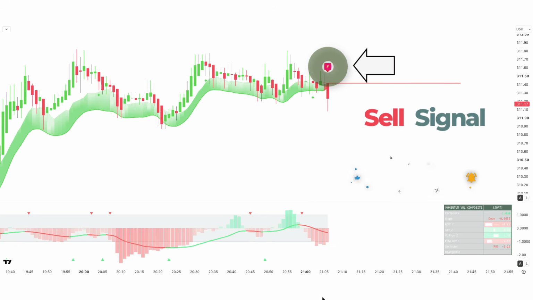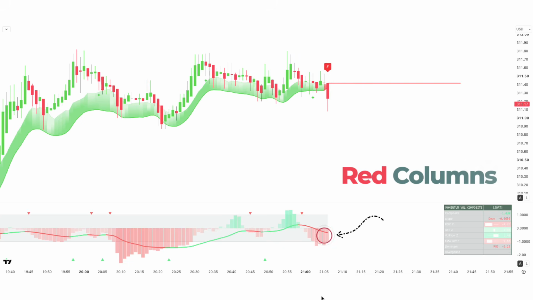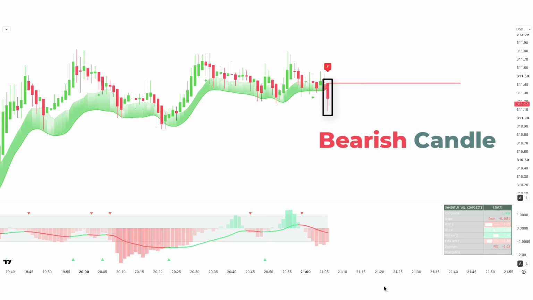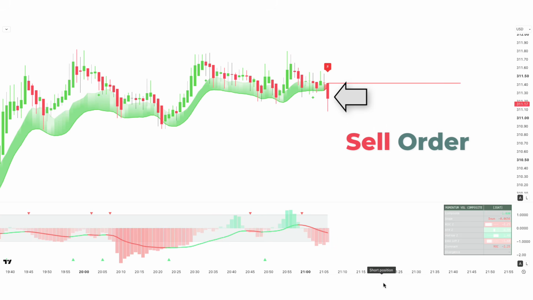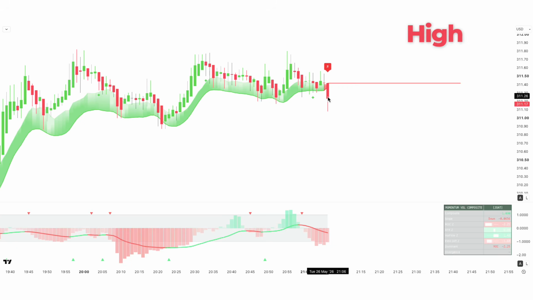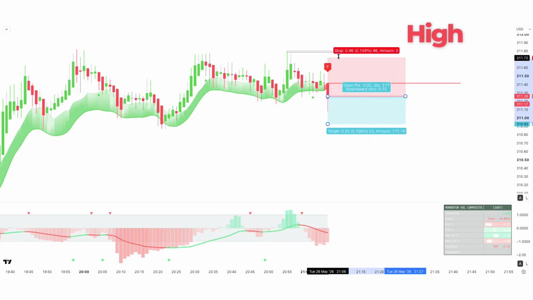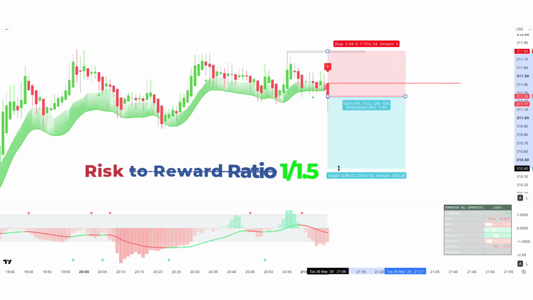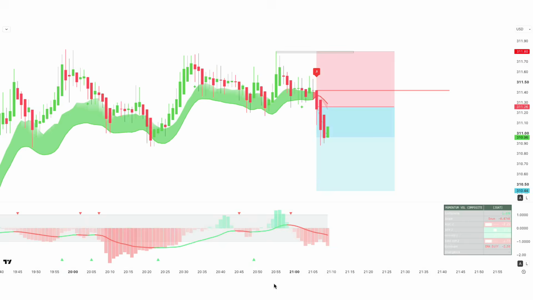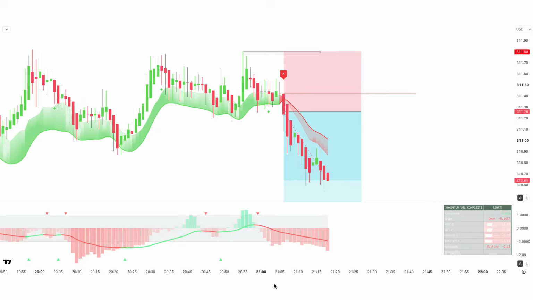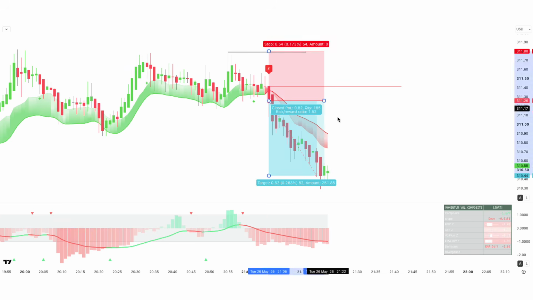When the Gravity Trend Levels label is down, this is a sell signal. The Momentum Vol Composite Pro indicator should show red columns. The market forms a bearish candle. If this condition is fulfilled, then we will place a sell order. Our stop loss is to be placed at the previous high of the market, and the risk to reward ratio will be 1:1.5. The market has completely hit the target.